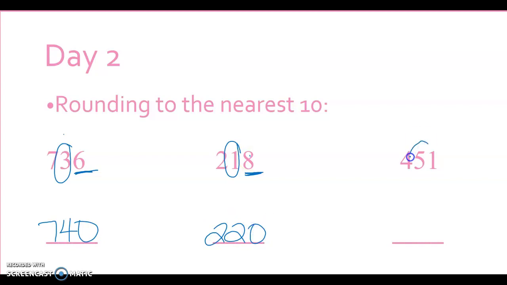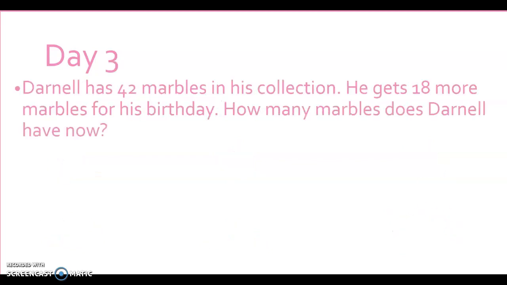And over here, 5 in my tens place, 1 in my ones place, and 1 is 4 or less, so it is going to round down to 450. Awesome. If I'm going too fast, you can always pause or go back. So you can always do that.